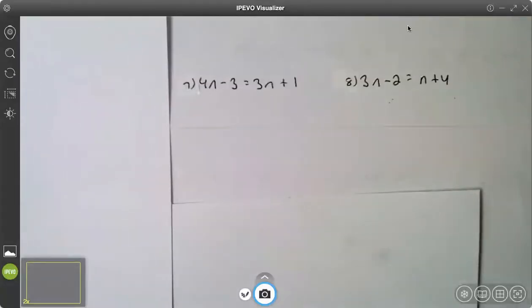Now we will start mixing it up. Some will have a constant on both sides and some will have a constant only on one side. Try number 7 and 8.